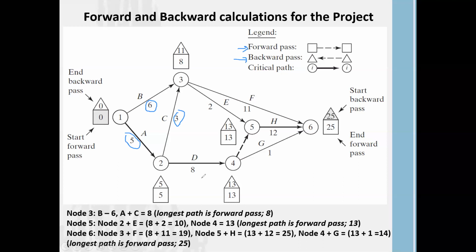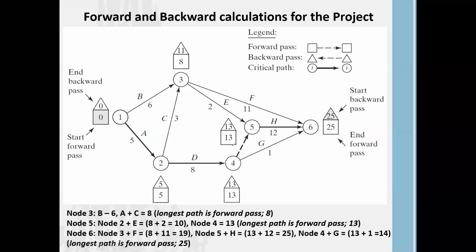Right? So after identifying the critical activities, we can identify our critical path. We will talk about this critical path later. Okay, then let's work this out. It starts from here. Now we are going to calculate the forward path.